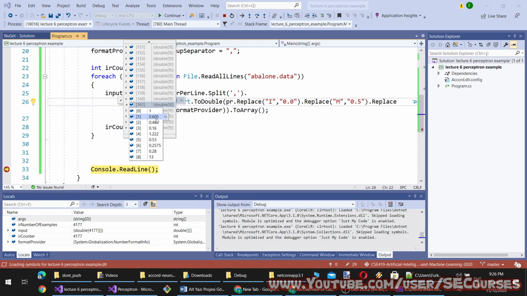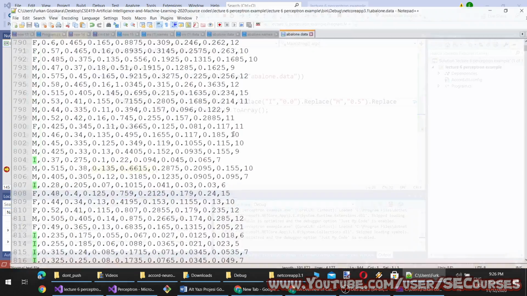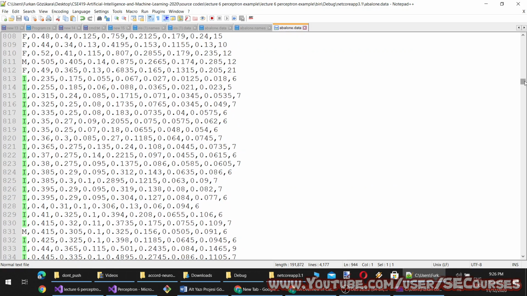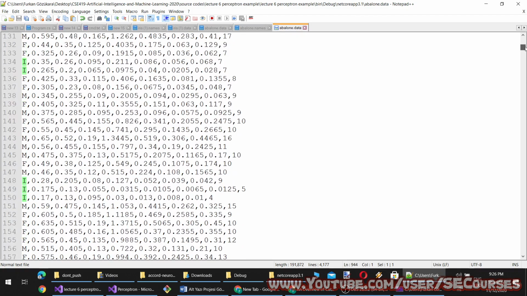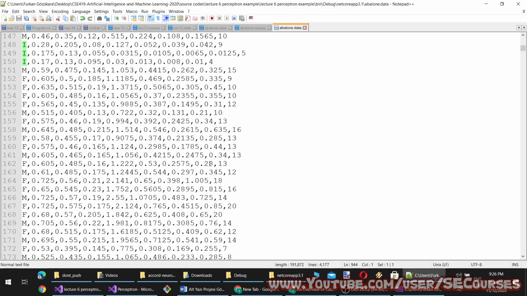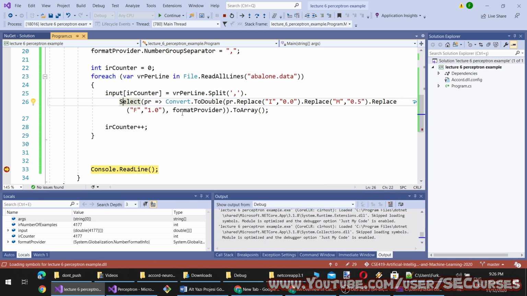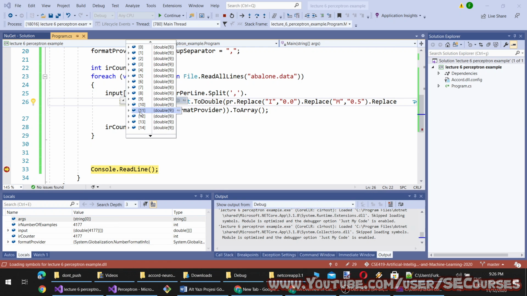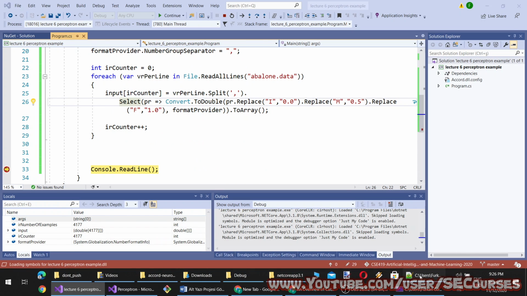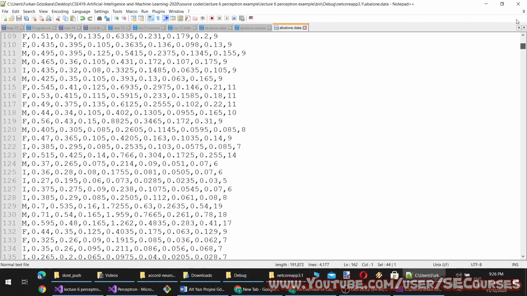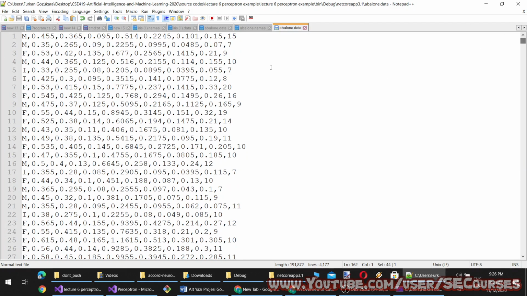So it is 0.605. Let's check it. Okay, so it is correctly assigned. And we can check the 12th one, for example, 0.43. So I am verifying that my data is correctly read. Okay, it is correctly read.